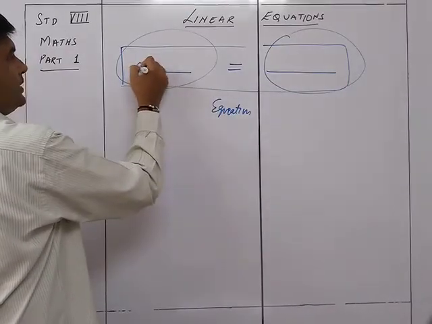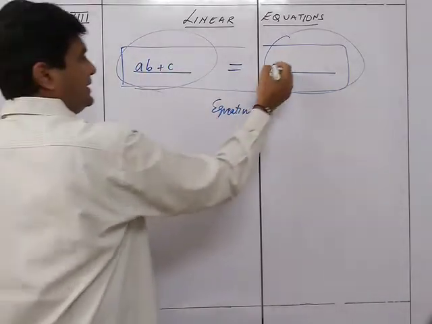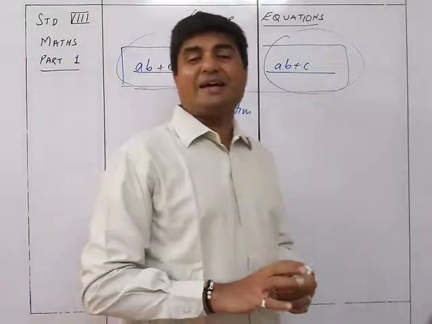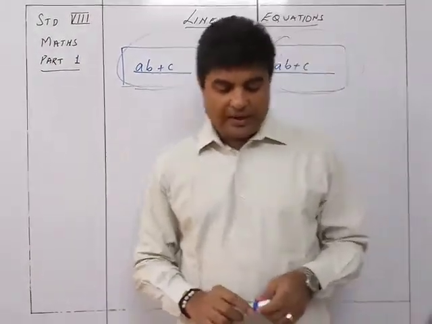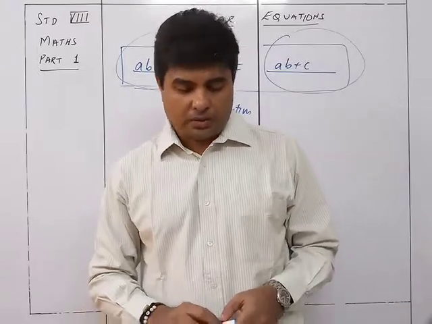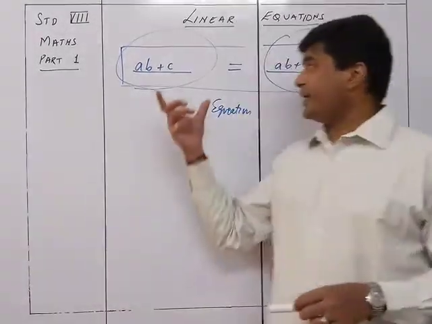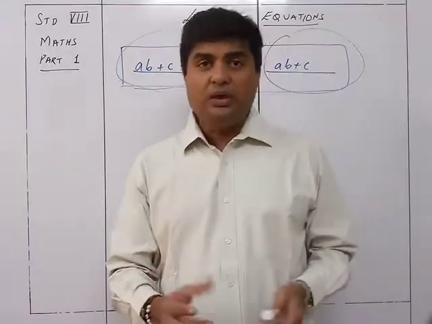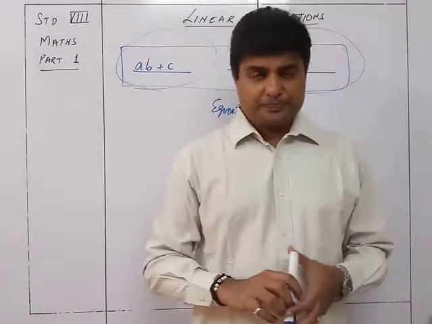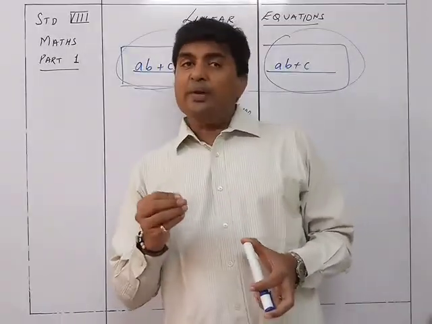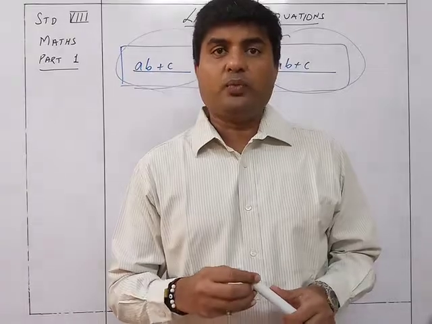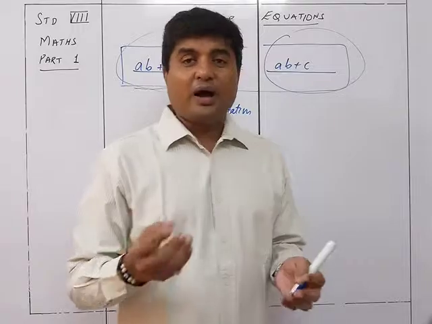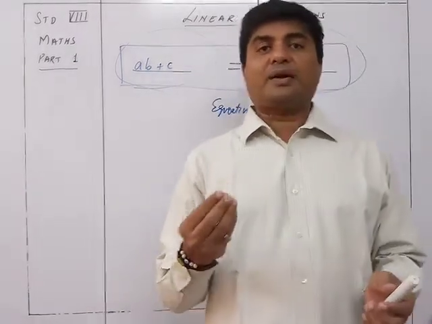Like for example, if this is a b plus c and this is also a b plus c, then we can see that both the sides are the same. So when two expressions are equal, this is one expression and this is another expression, then we call it an equation. When we talk about an equation, if I just say 2 is equal to 2, it is of no meaning, right? So I need to have some particular kind of variable.